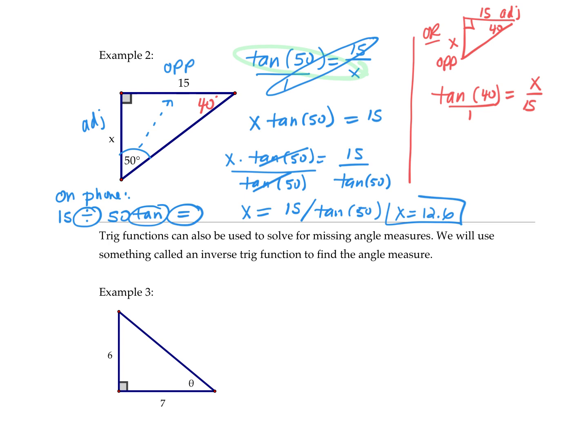This equation is a little bit easier to solve because when you cross multiply, you will get x alone. x times 1 equals x. And along the other diagonal, you're going to be doing 15 times the tangent of 40. All right, you're still going to come out with 12.6, but again, it's slightly easier to solve it this way.